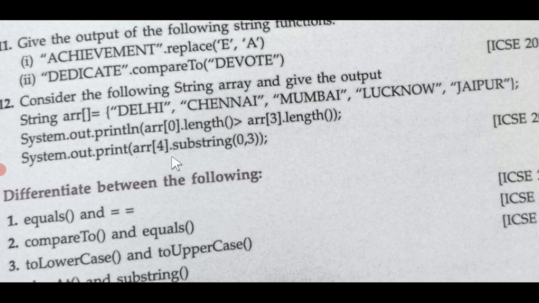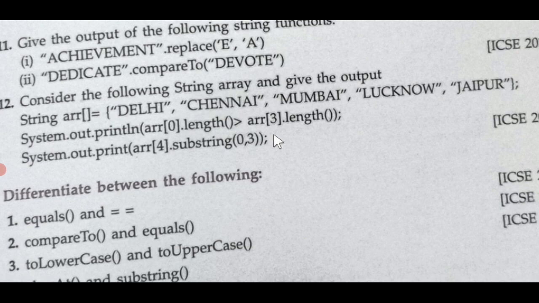After that, students, we have arr of 4 dot substring 0 comma 3. So arr of 4 is 0, 1, 2, 3, 4. Fourth means fifth string is there. So in that case, 0 comma 3. So 0, 1 and 2 will be there. So J will be there. JAI only. Okay, so output of this will be JAI.